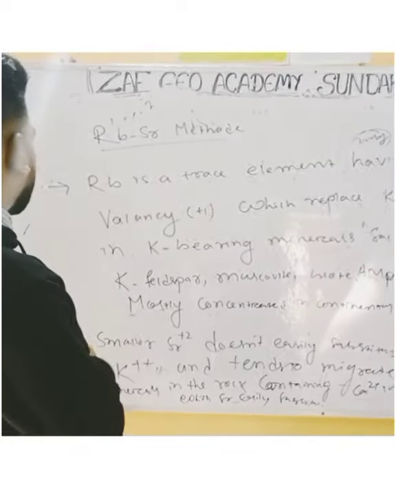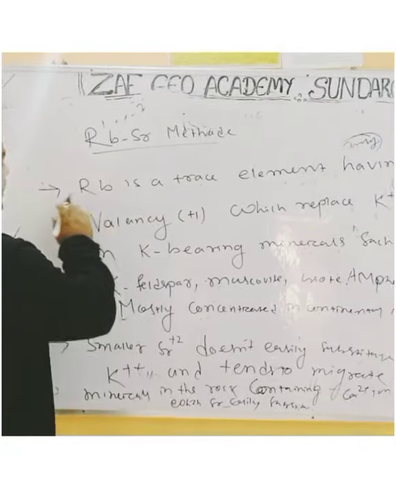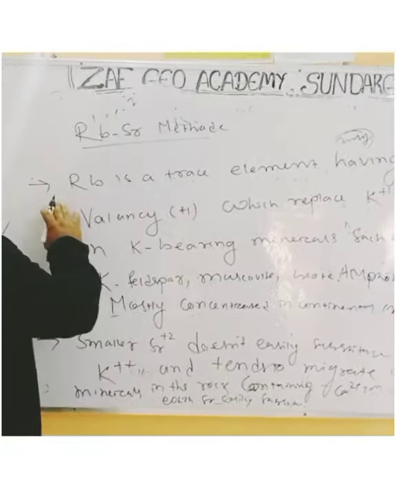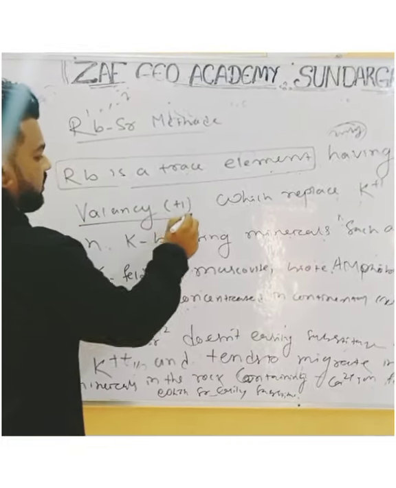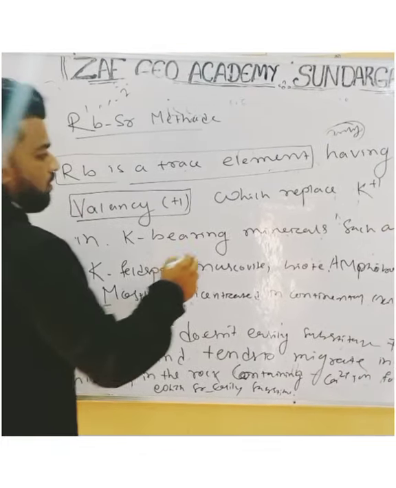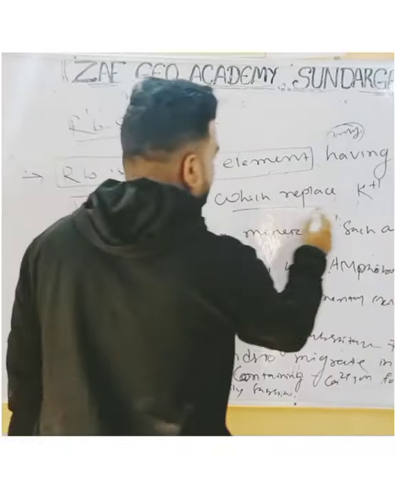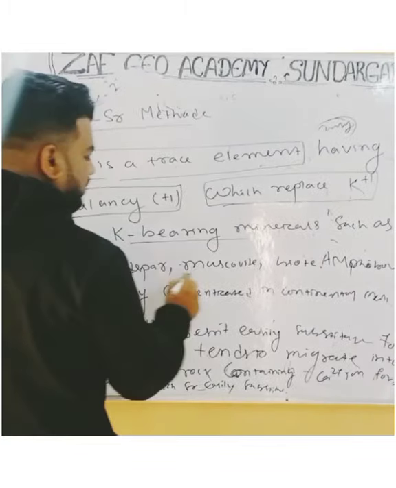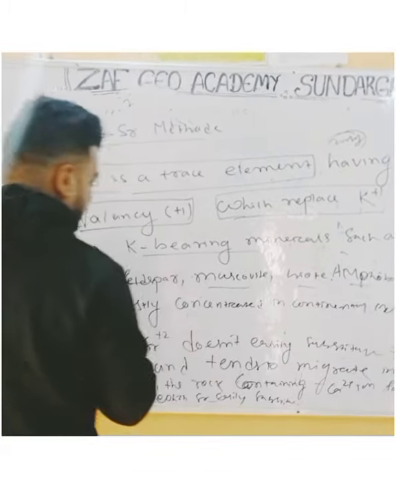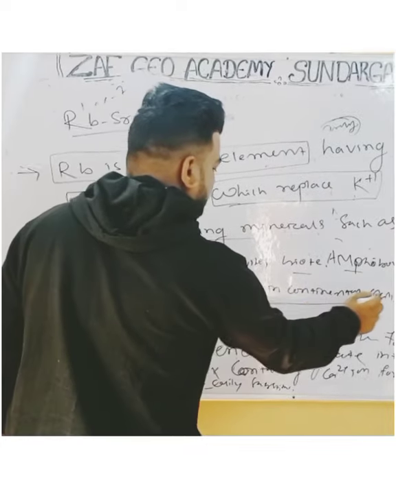Now first, the rubidium strontium method. So you know rubidium is a trace element, less than 0.1% in the rock, having valency +1. It has valency +1, which will replace the K+ ion. Now how it will replace is the important question here. In K bearing minerals such as K feldspar, muscovite, biotite, which are mostly concentrated in the crust.